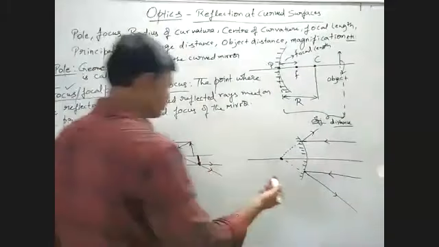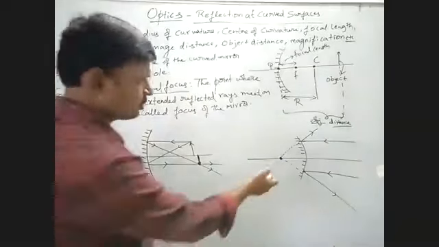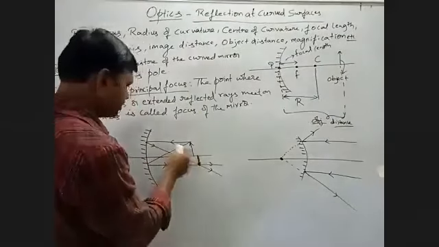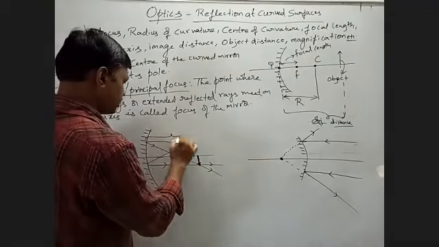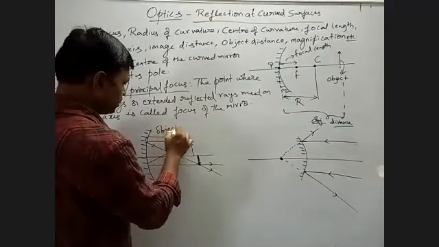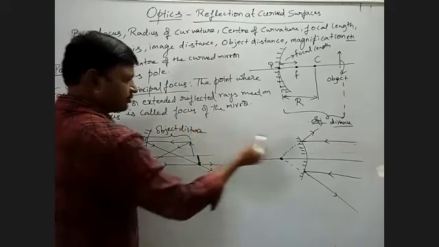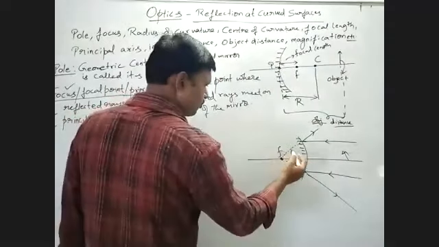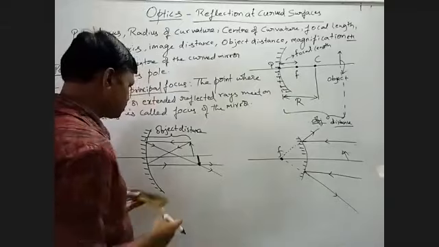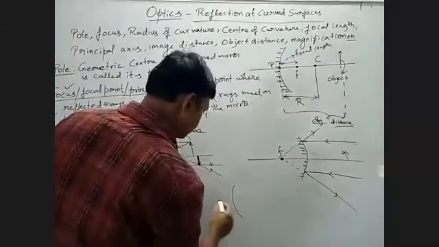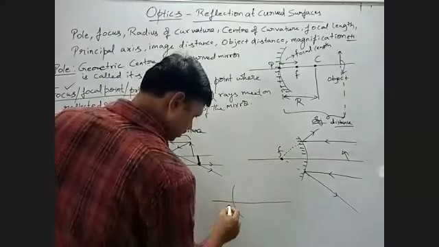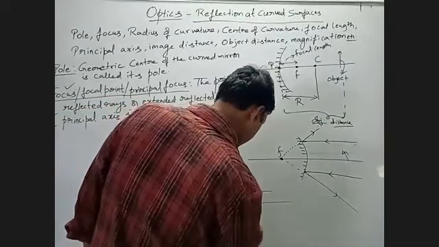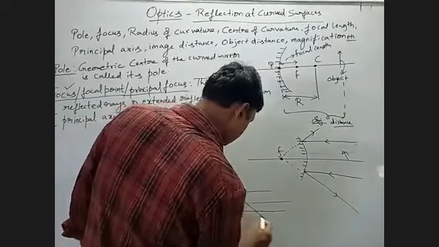Image and object distance you can think of like this. The distance from the mirror to this point is the object distance. If you keep some object here, from here to here will also be the object distance. This is the focus for this mirror. If you have to draw the focus, suppose I take two light rays here like this, and this is coming like this.